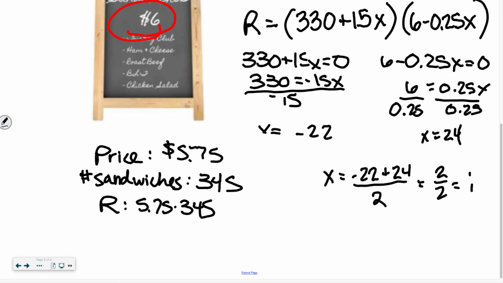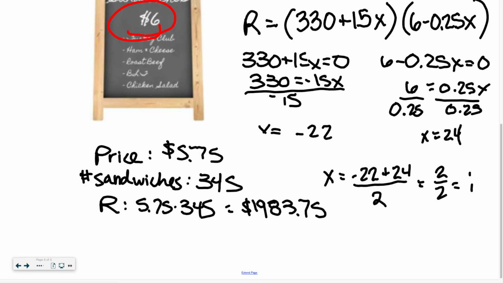But in terms of the context of this problem, it makes a lot of sense to me to just do the numbers, right? $1,983.75. How did I get the revenue? No, it's fine. I figured it out. Okay. Price times number of sandwiches sold.